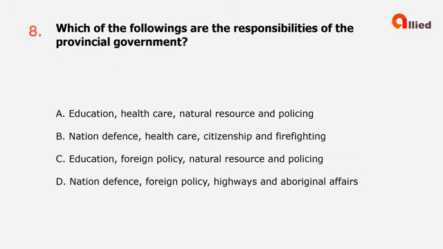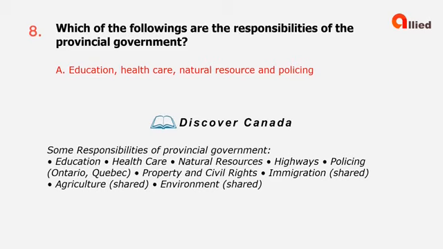Question 8. Which of the following are the responsibilities of provincial government? A. Education, health care, natural resources and policing. B. National defense, health care, citizenship and firefighting. C. Education, foreign policy, natural resources and policing. D. National defense, foreign policy, highways and Aboriginal affairs. The answer is A. Education, health care, natural resources and policing.